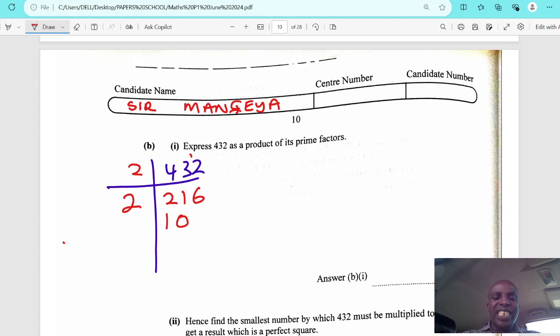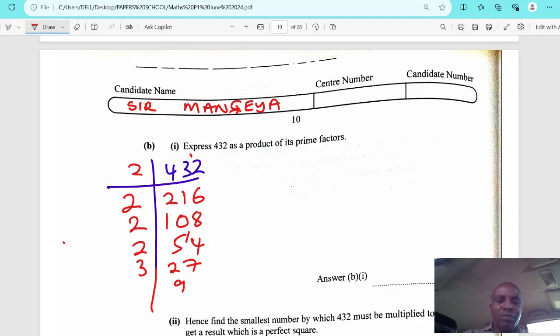Then 2 into 16, 1, 6 is 8. By 2 again. 2 into 10 is 5. 2 into 8, 4. By 2 again. 2 into 5 is 2, remainder 1. 2 into 14 is 7. By 3 now. 3 into 27 is 9. Then by 3 again. 3 into 9 is 3. By 3 again. 3 into 3, 1.